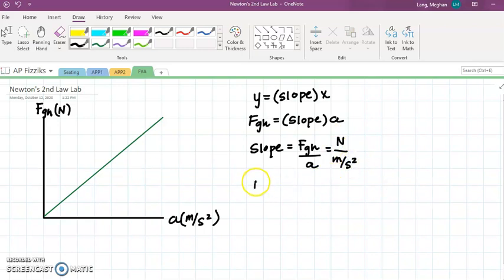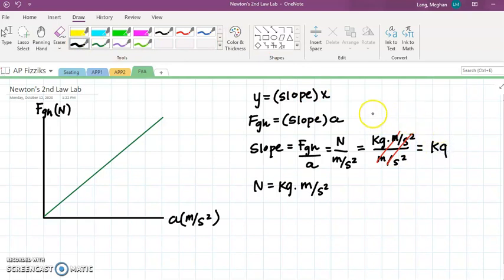And if you remember, a Newton is a kilogram multiplied by a meter per second squared. So really this is a kilogram multiplied by a meter per second squared divided by a meter per second squared. And when I do that, the meters per second squared will cancel, and I'm left with the unit of a kilogram. So my slope here is some sort of mass, okay?